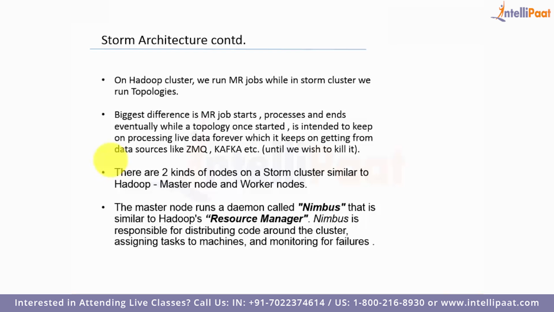As we have already discussed, there are two kinds of nodes on a Storm cluster, which are similar to Hadoop. We have the master nodes and we have the worker nodes, and the architecture is pretty much similar to the master-slave architecture that we have seen in our Hadoop cluster earlier. The master node runs a daemon called Nimbus, as discussed a couple of minutes back, which is similar to Hadoop's resource manager. Nimbus is responsible for distributing the code around the cluster, assigning tasks to the machines, and monitoring for failures.